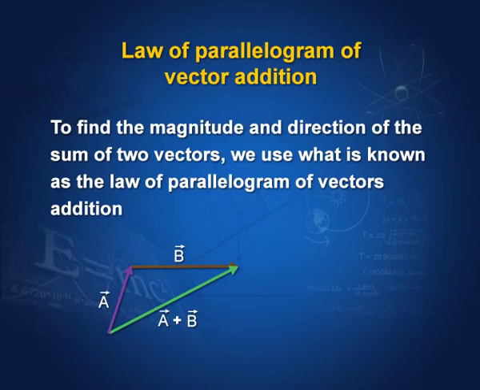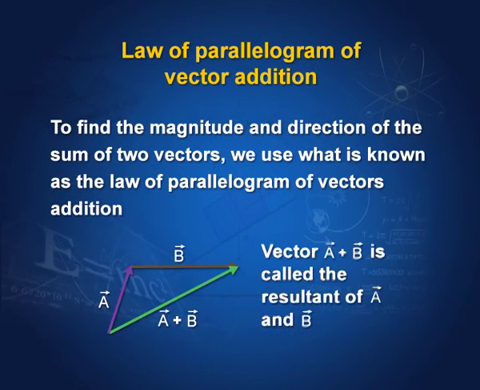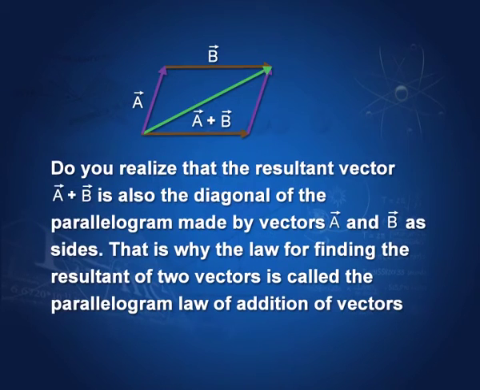Now, addition of two vectors can be done by a law which is called the parallelogram law of vector addition, and the sum of two vectors, say vectors A and B, A plus B, is called the resultant of A and B. Let us see how we can find the resultant. Here I have vector A, I have vector B, and I added A to B to get this vector A plus B, represented by a green line.